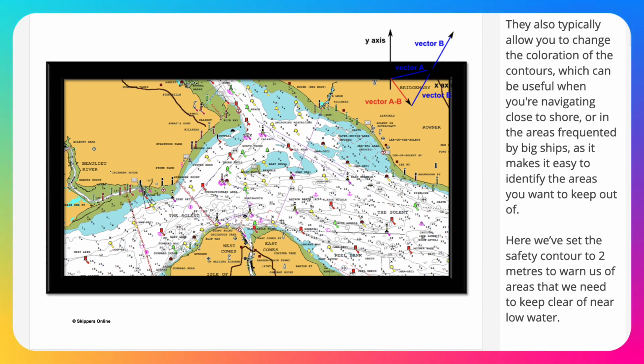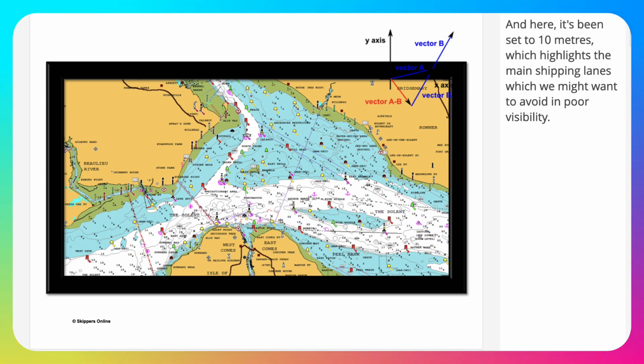Here we've set the safety contour to 2 meters, to warn us of areas that we need to keep clear of near low water. And here it's been set to 10 meters, which highlights the main shipping lanes which we might want to avoid in poor visibility.